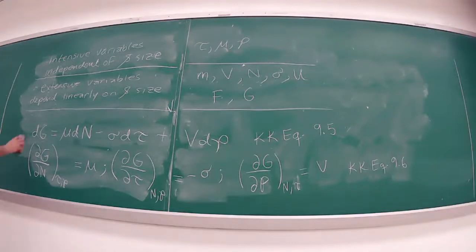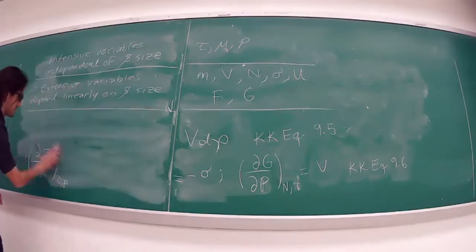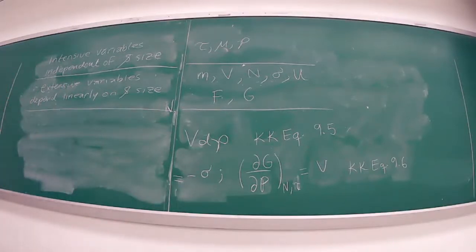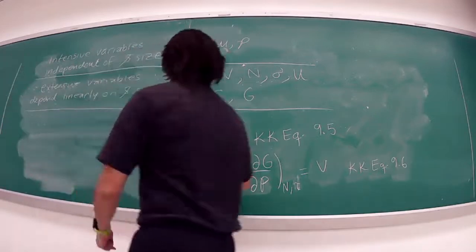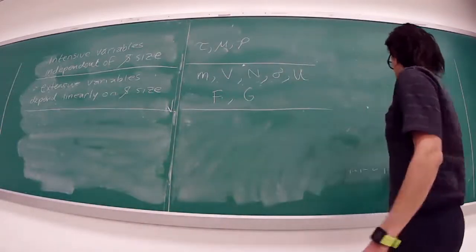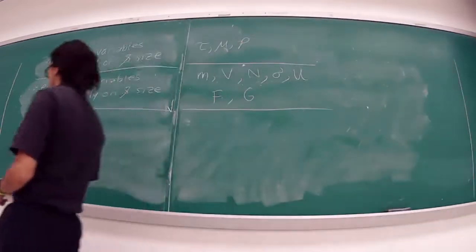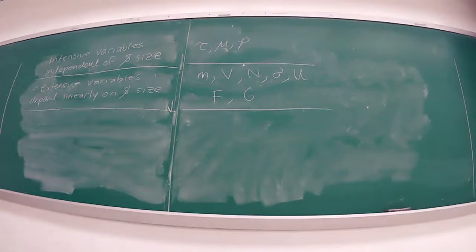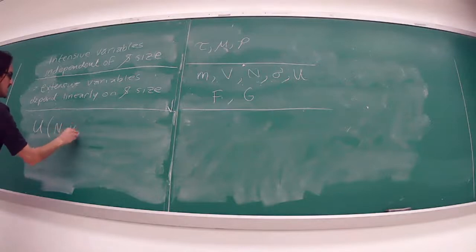So one way that we can create an intensive variable is by dividing any of the extensive variables by another extensive variable. Because both depend linearly, the result is something that is independent of the system size. So one example would be the free energy, which depends on N, volume and entropy.